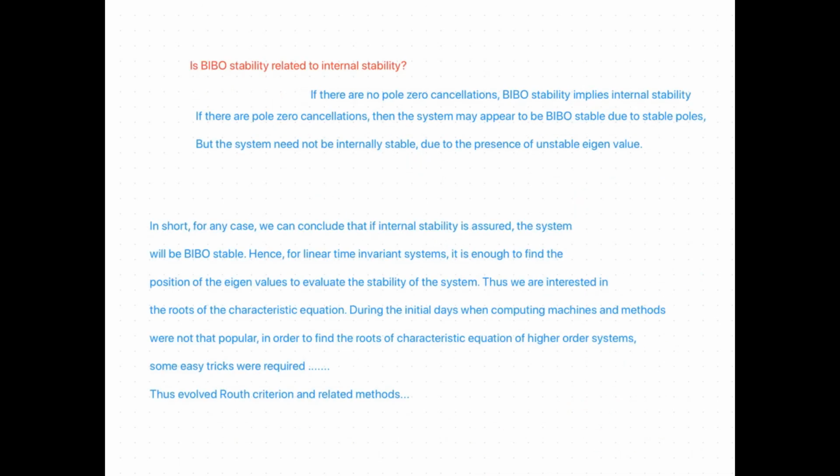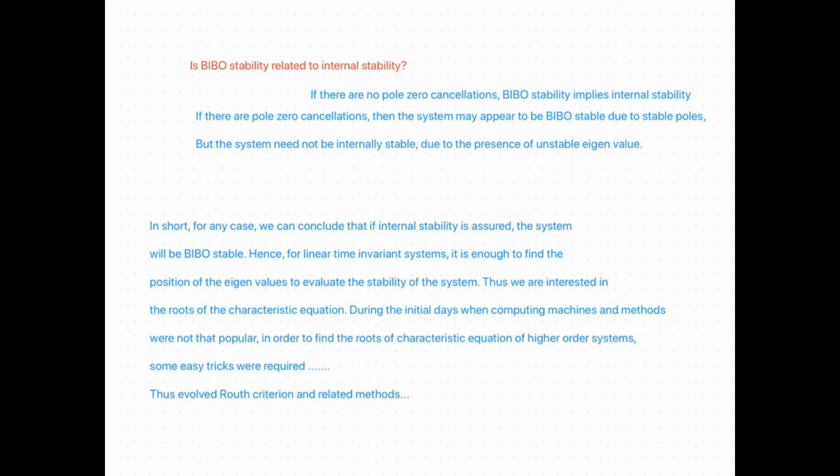Finally, to conclude, is BIBO stability related to internal stability? If there are no pole zero cancellations, BIBO stability implies internal stability. That is, the poles and eigenvalues are the same in that case. Hence, BIBO stability means internal stability. If there are pole zero cancellations, then the system may appear to be BIBO stable due to the stable poles, but the system need not be internally stable due to the presence of unstable eigenvalues. This could be seen from example 3 of the previous slides.